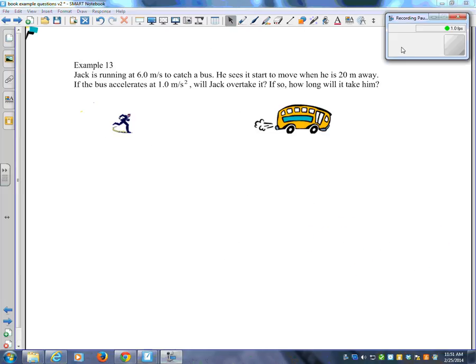All right, so in this particular example, Jack is trying to catch the bus. Very similar to Fred and Barney, because when does he catch the bus? When their positions are the same. But in this situation, it's not Fred and Barney coming together. These two objects are both going in the same direction, but it's the same idea.